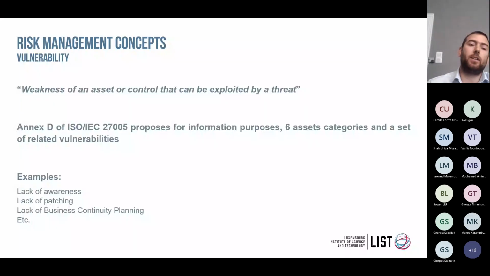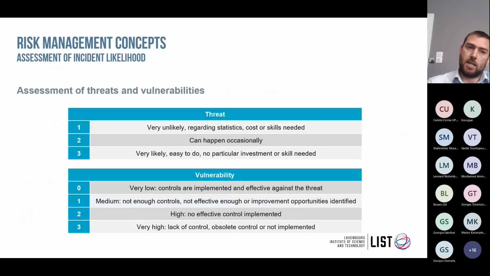Vulnerability is defined as the weakness of an asset or control that can be exploited by a threat. And Annex D, again of the ISO 27005, provides an example list of assets and their related vulnerabilities. We have here some examples of vulnerabilities.